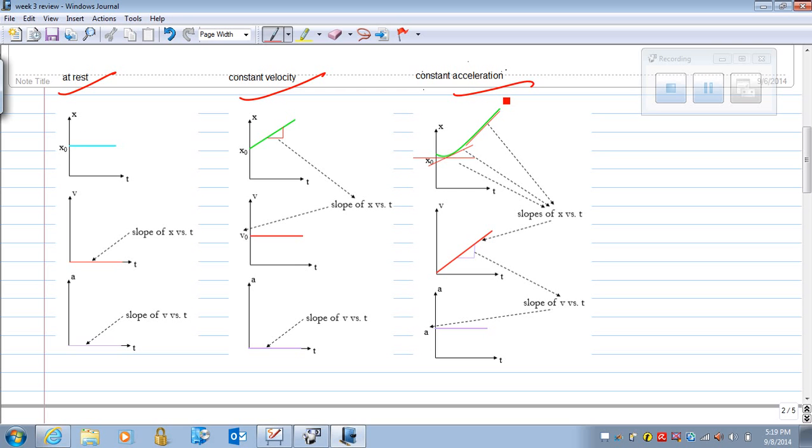So looking at our displacement time graph, remember our first rule when trying to analyze any graph is what is on the y-axis. So on this y-axis we have displacement. The displacement is labeled as x. In a displacement time graph, if the object is at rest, we've got a straight horizontal line. Notice the next, at constant velocity, it slopes up, and then at constant acceleration, it curves up.